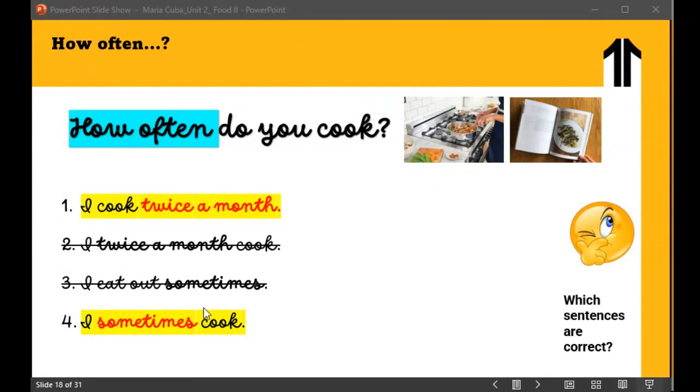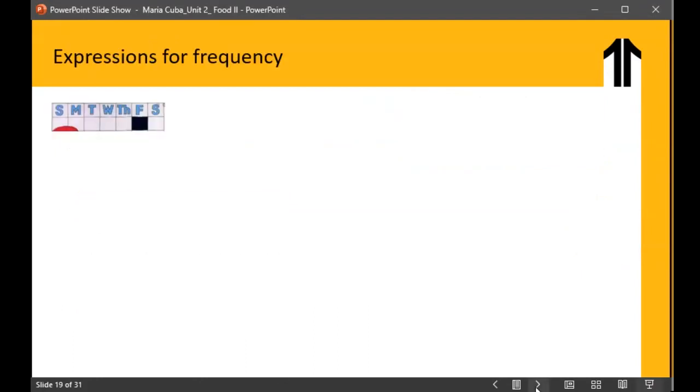Okay, so what expressions can we use to express frequency? Well, here we have some expressions that we can use to express frequency. For example, here in this first picture, we have, this is a week. Okay, I'm going to write here. This is a week.